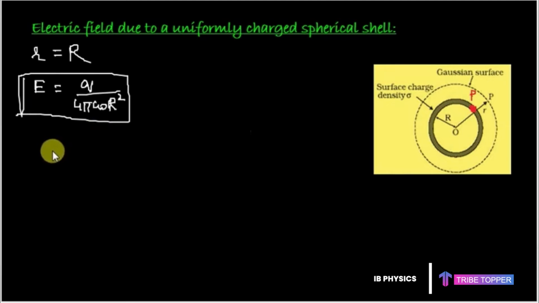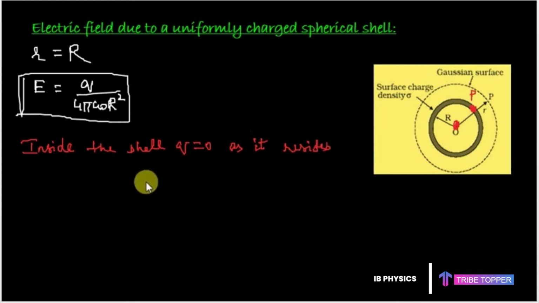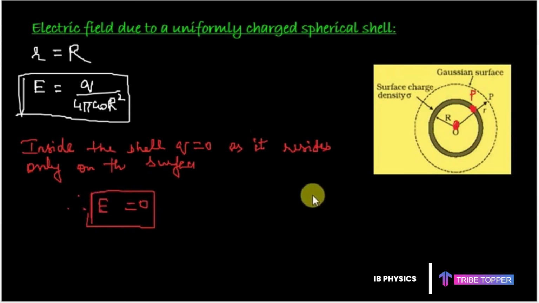And in the third case, if I want to find the electric field at any point inside the shell, the charge inside the shell is going to be 0, because we know that whenever we give a charge to a conducting sphere, it resides on the surface. So inside the shell, the charge Q is going to be 0, as it resides only on the surface of the shell. Therefore, my E becomes 0. That means the electric field inside a charged spherical shell is going to be 0.